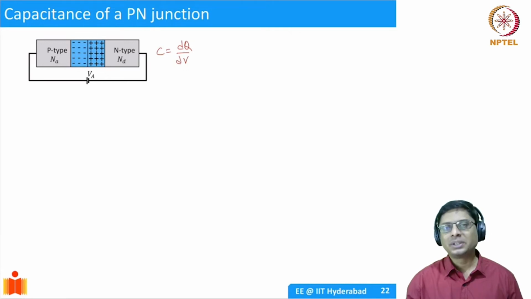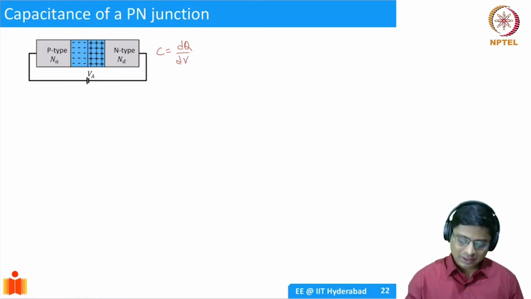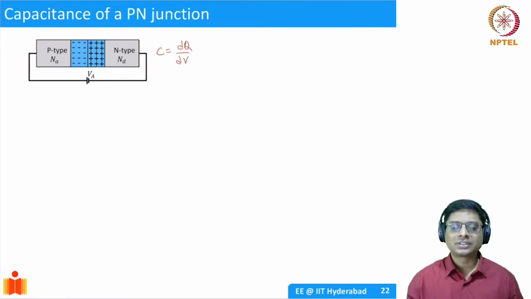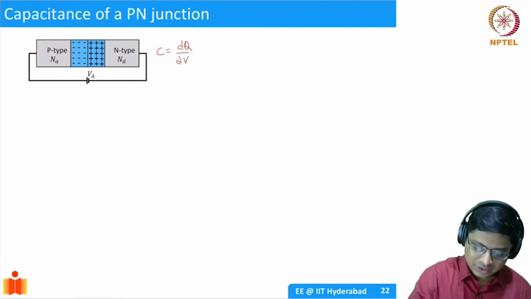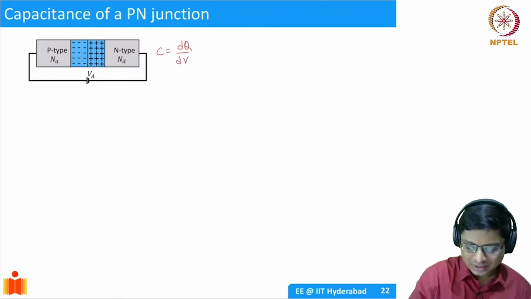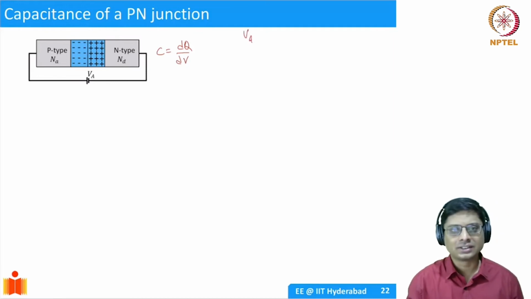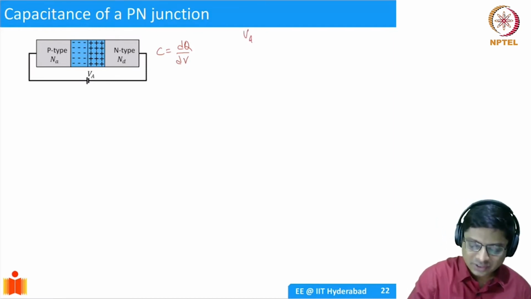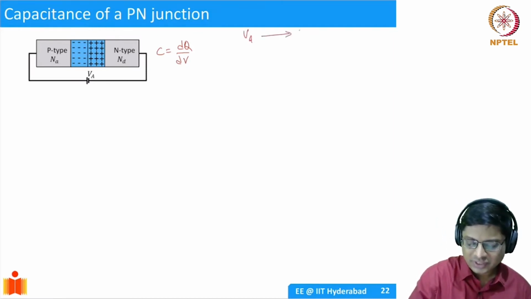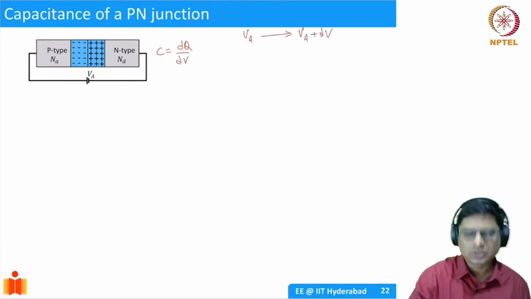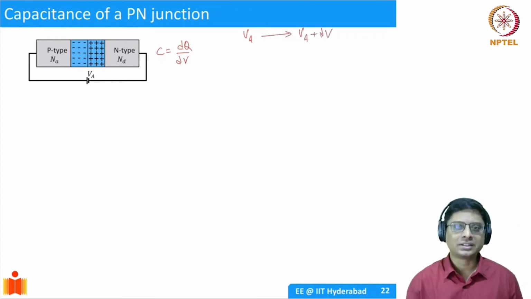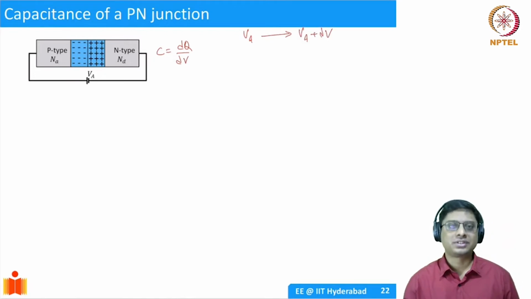But for a diode, we need to analyze what happens to the charge as you change the voltage. Okay? That will give us the capacitance. So how do we do that? Let's go back to the basics and look at the space charge in a diode. Let's say we apply a voltage VA, and then we will change that voltage to VA plus delta V. So I'm adding a small voltage into that. What happens to the charge?